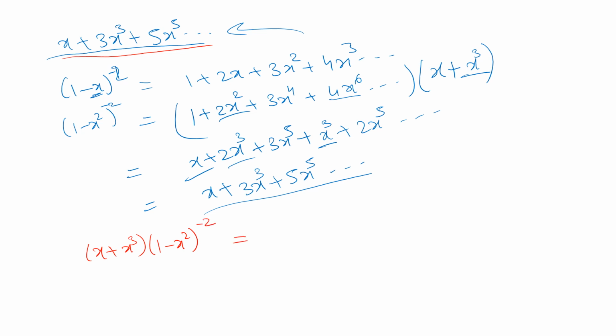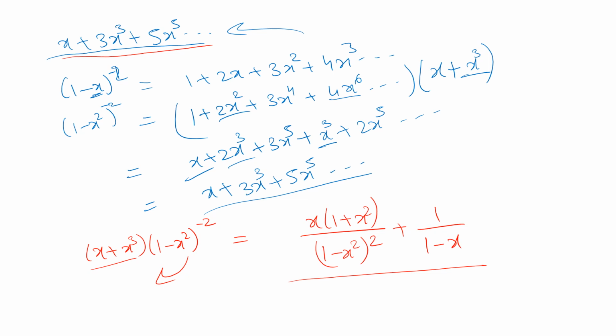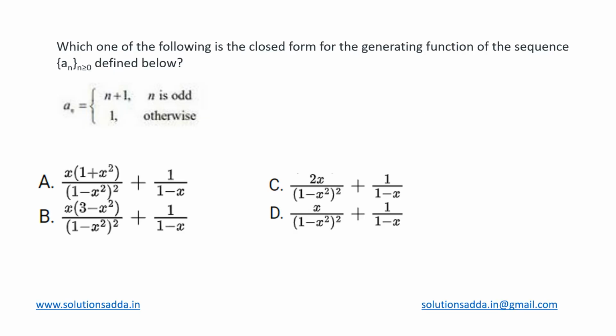So this can be written as x (1 plus x squared) upon (1 minus x squared) the whole squared, bringing this to the denominator and taking out x common from here. So this is part 1 of the answer, and part 2 I've already got to be 1 upon 1 minus x. So this would be our answer. And that is present in option A over here. So this would be the correct answer for this question.